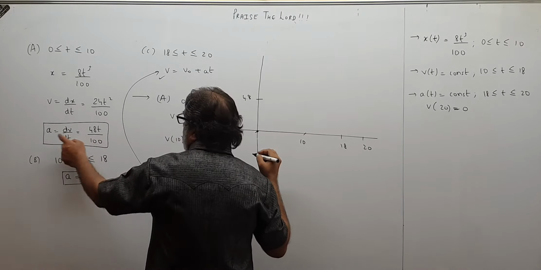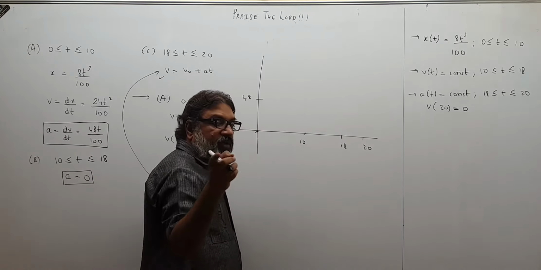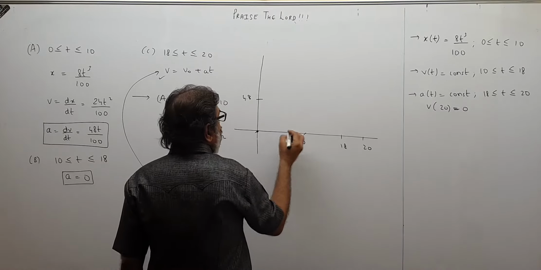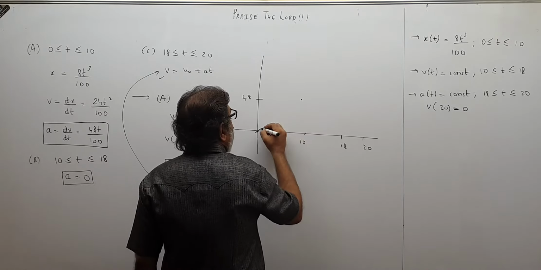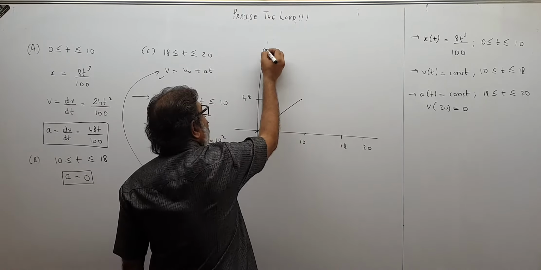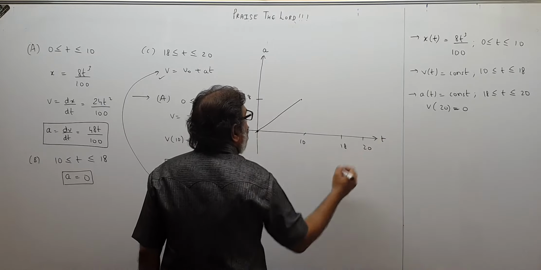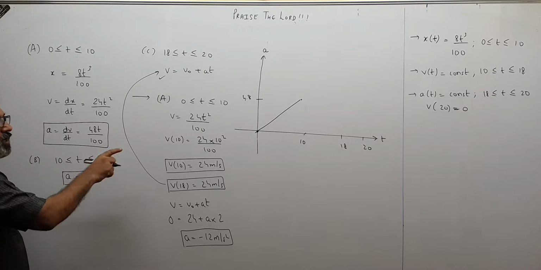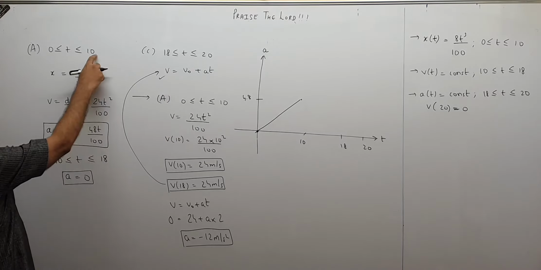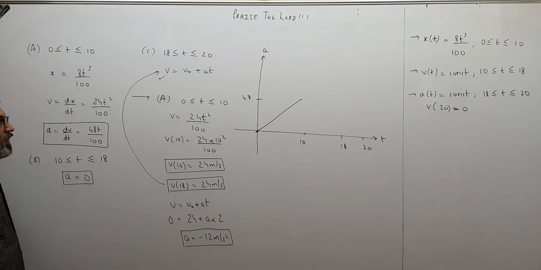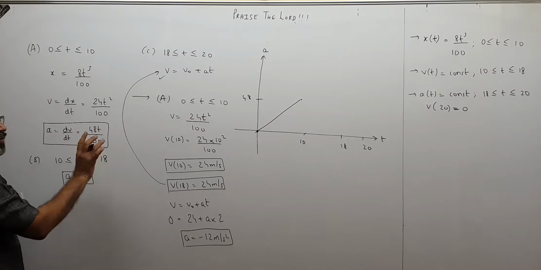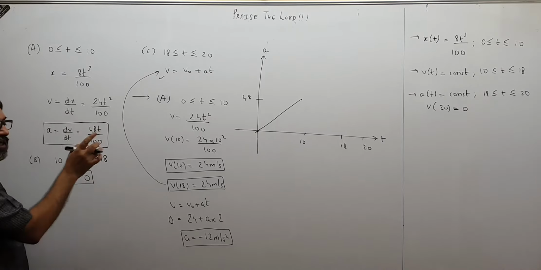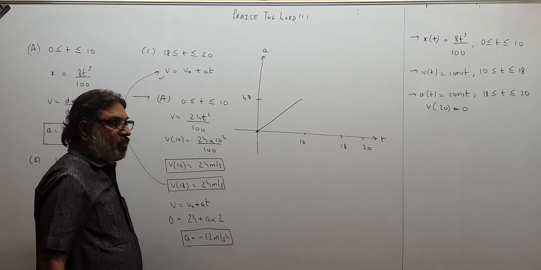And A and T have got linear relation. Power of A is also 1, power of T is also 1. So the graph will be linear. So 10 and 4.8, the graph goes like this. This is acceleration and this is time. So between 0 to 10, A is 48t upon 100, it goes like this. At 10 second, 480 upon 100, so 4.8. At 0 time, 48 into 0, 0. And the graph will be a straight line because T raised to 1 and A raised to 1, linear equation, the graph goes like this.